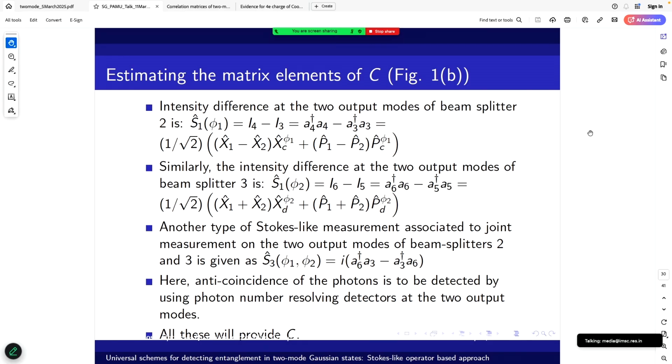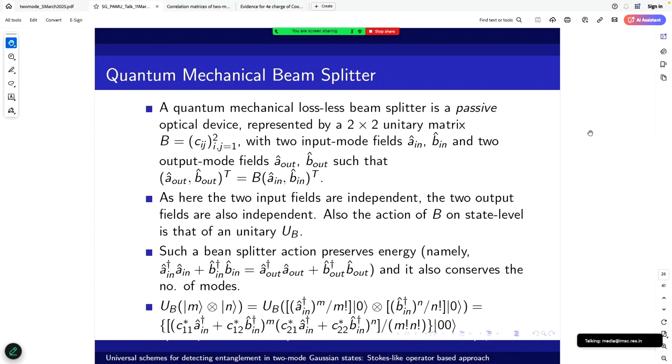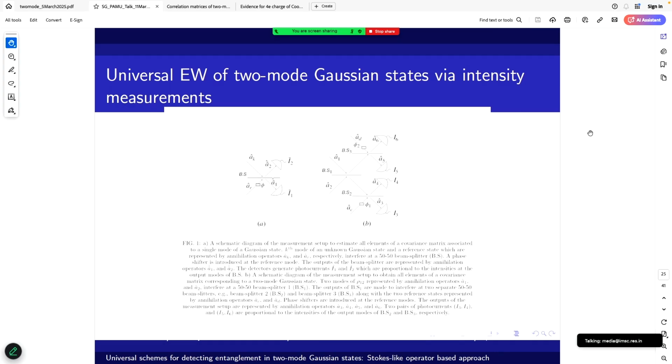So, this is again Stokes measurement, S1 phi 1 and S1 phi 2, again the Stokes operator. So, we need to perform another Stokes-like measurement, a joint measurement on the two output modes of beam splitter 2 and 3. So, this is on A3 and A6. Let me go back to this. This is A3, A4 for beam splitter 2, and this is A5 and A6 for beam splitter 3. So, you will have to do a joint measurement on A3 and A6, which involves I3 and I6.